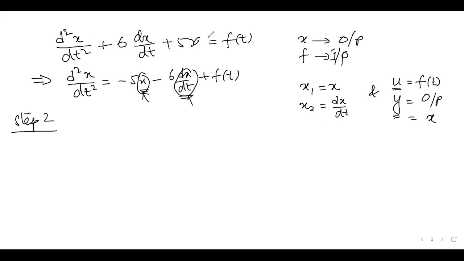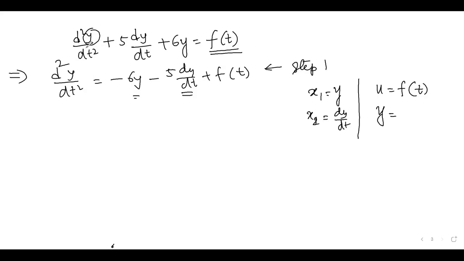Here the input is ft, we will represent input as u in state variable form. If you solve this equation we'll get y as the output. In state variable form we will represent y as output. Okay, so that means y equal to y, that means y is again x1, so output is basically x1. That is step 2.